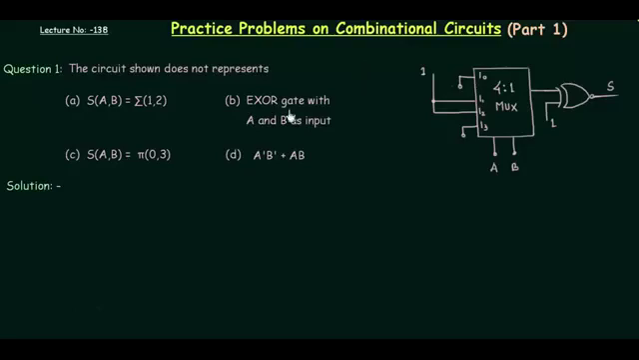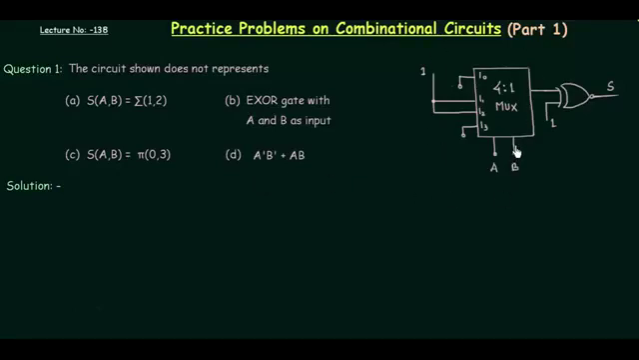So let's move to our question number 1. In this you can see a circuit on the right hand side of your screen, and we have to find out the Boolean expression for S, and then check from our options which one is not S. So what will be our steps to solve this problem?